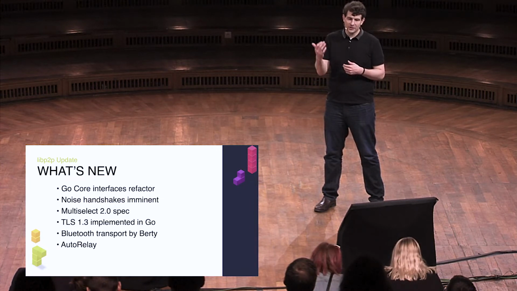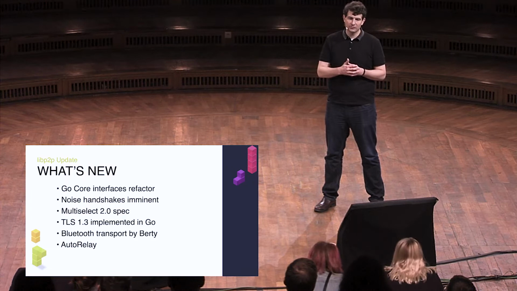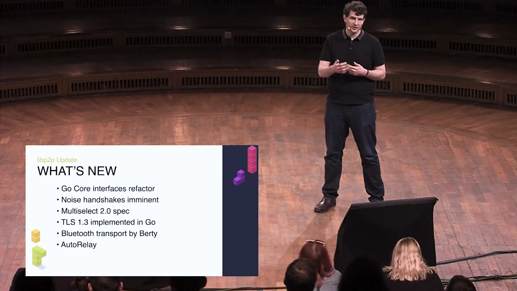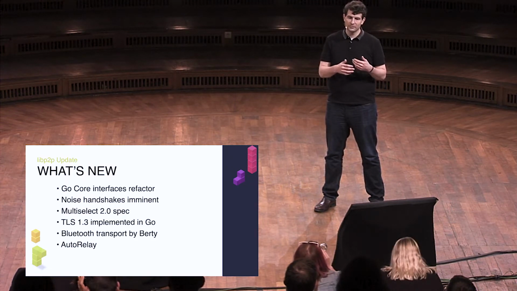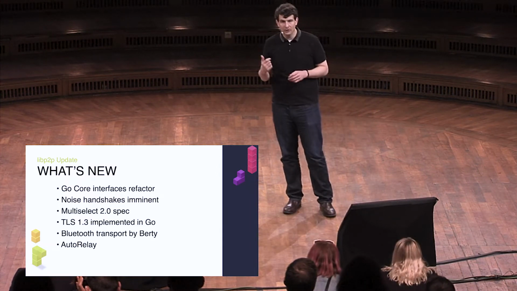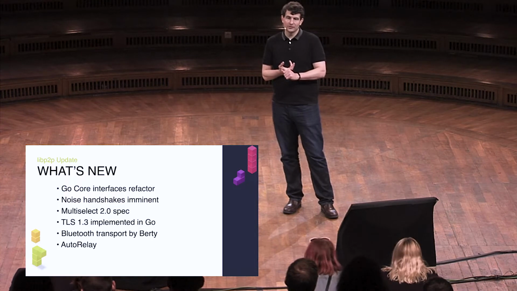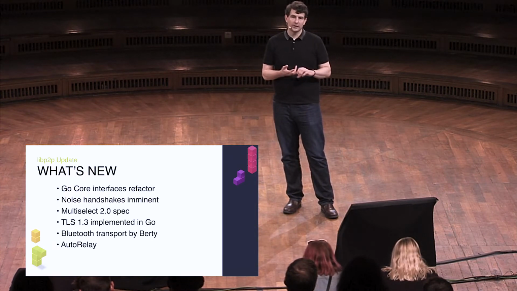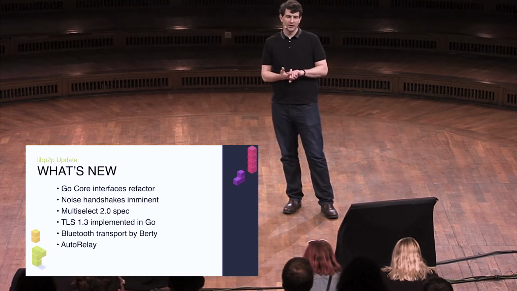Another thing, noise handshakes, I already mentioned this, multi-select 2.0, I already mentioned this. These things are very close to being delivered. TLS 1.3, it's in Go. It's stalled in Rust right now. We're hoping to unblock it. It is not yet in JS, but it will need to be.